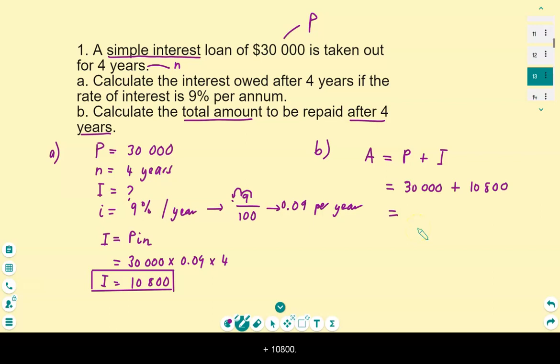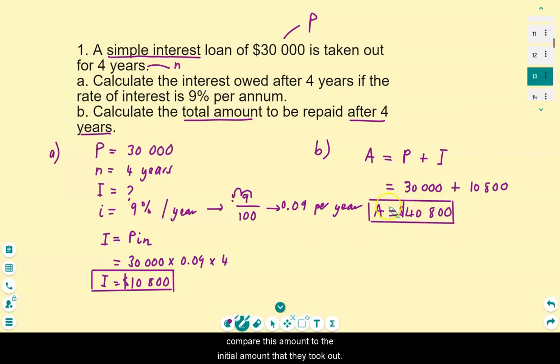30,000 plus 10,800, 40,800. And I should put the correct units in here. So the total amount to be repaid after 4 years is $40,800. And I always compare this amount to the initial amount that they took out.